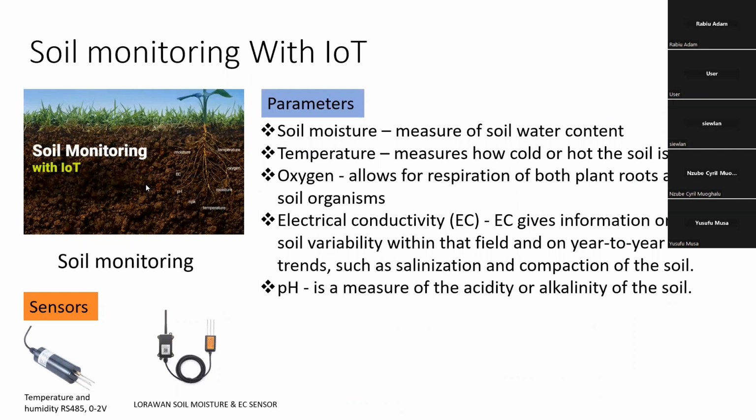Talking about soil monitoring, there are a lot of things farmers would like to monitor on their farm, especially with the soil. Some parameters include soil moisture, temperature, oxygen, and electrical conductivity. This gives information on the soil variability within that field and on year-to-year trends, such as salinization and compaction of the soil. Another thing is pH. pH measures the acidity or alkalinity level of your soil.